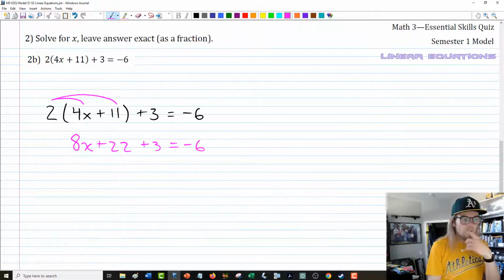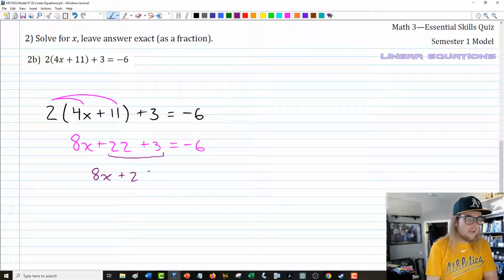And obviously I could have also brought that 3 over to the right side and subtracted 3 from both sides. I chose not to because here we can just combine them together. So we have plus 22 plus 3. This is going to end up being 8x plus 25 equals negative 6.